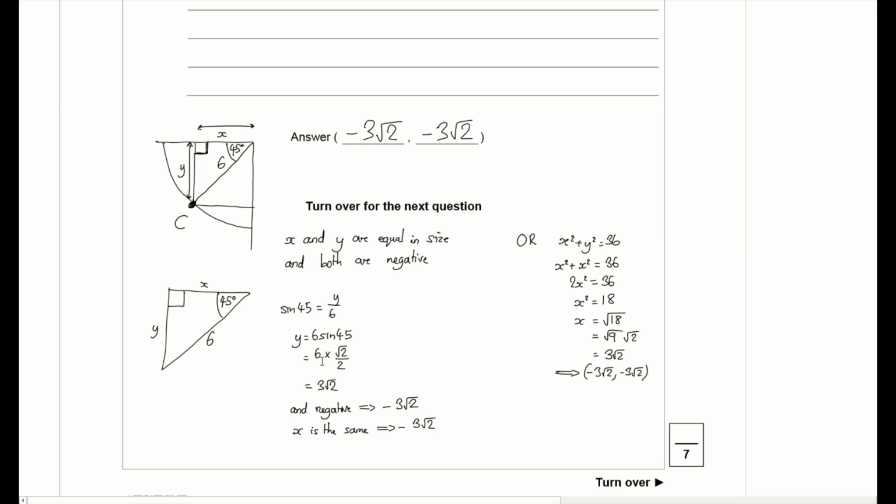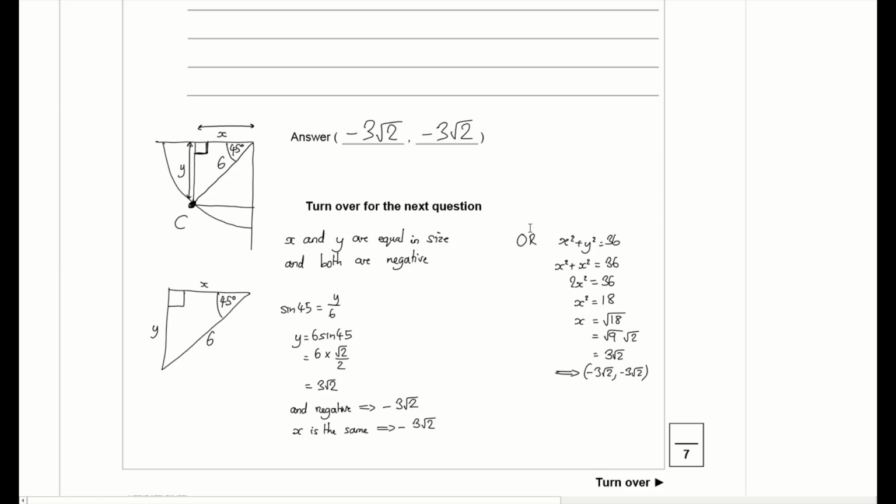So y is equal to 6 times root 2 over 2, which is just 3 root 2. Now, we know that the y value had to be negative, so the y value is also negative 3 root 2. And we knew that the x value was also the same size and negative, so that's also negative 3 root 2. So we do have our answer there also.